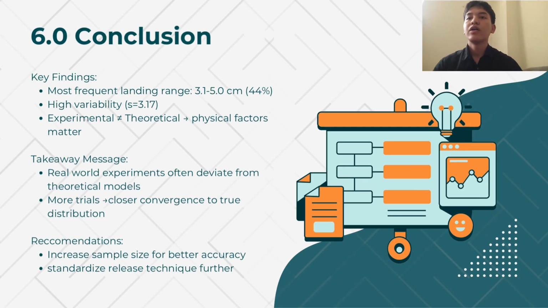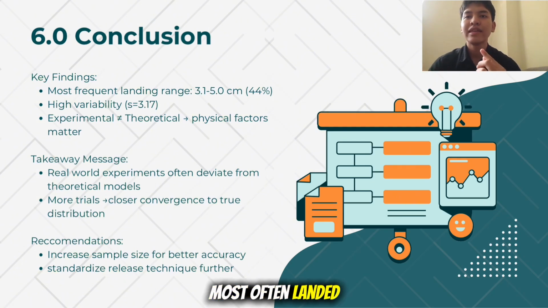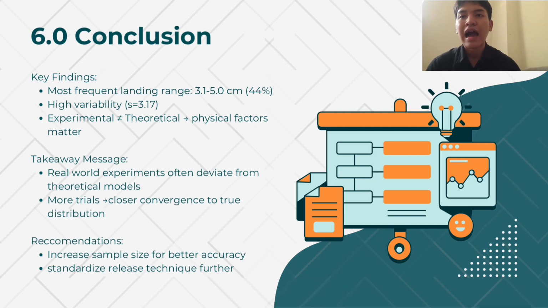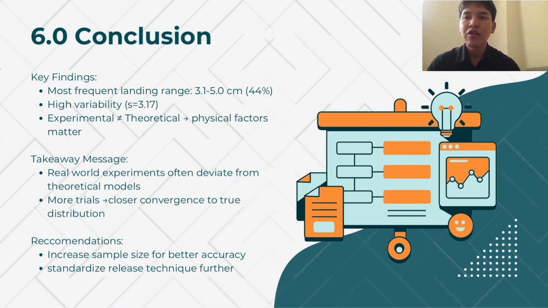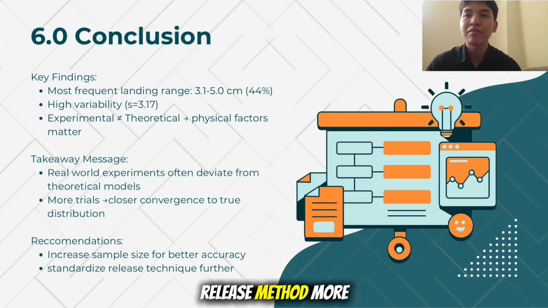Okay, so for our conclusion, we found that the pen most often landed between 3.1 and 5 cm. The results had high variation, so the distances were not consistent. Our experiment also did not fully match the theory because real life factors affect how the pen falls. The main message is that real experiments are different from theory, and doing more trials will give more accurate results. For improvements, we suggest using a larger sample size and making the release method more consistent.